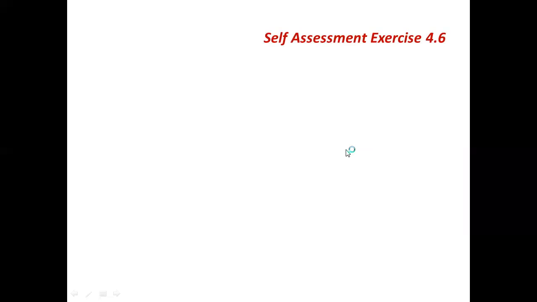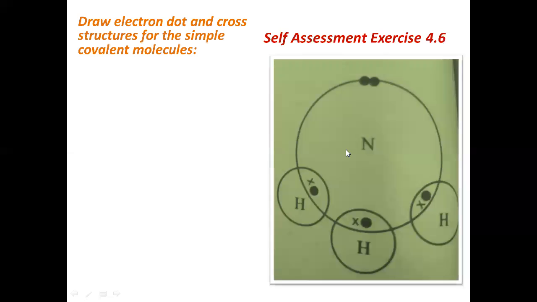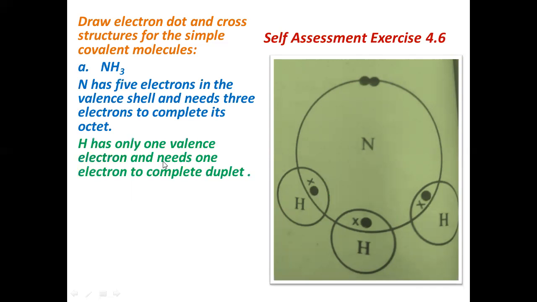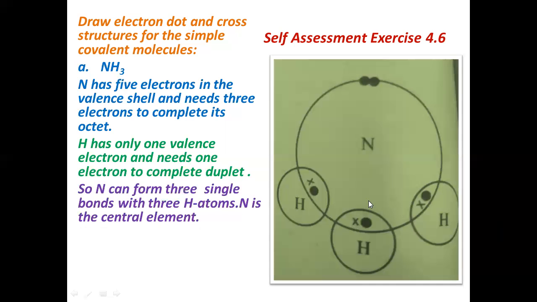Coming towards the next topic, that is self-assessment exercise 4.6, which is the same as this: drawing electron dot and cross structures for simple covalent molecules, or Lewis structures of simple covalent molecules. The example is ammonia. You can see it has nitrogen and three hydrogen atoms. So nitrogen will be the central atom. It has 1, 2, 3, 4, 5 electrons in its outermost shell, and it needs three more electrons to complete its octet. Hydrogen has only one valence electron and needs one electron to complete its duplet. So each of the three hydrogen atoms will share one electron with the nitrogen atom, and then in turn will form three single covalent bonds.